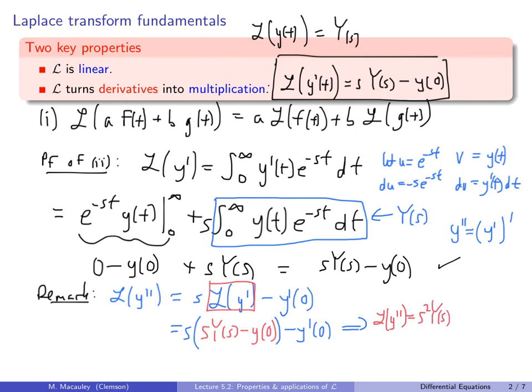And now we have to subtract off s times y of 0 minus y prime of 0. So here's our formula for the Laplace transform of the second derivative. And it's not hard to see the pattern. You can come up with similar formulas for the third derivative and the nth derivative in general. Although I think in this class we're not going to use anything more than the second derivative. So I'll just show you this one and keep it like that.